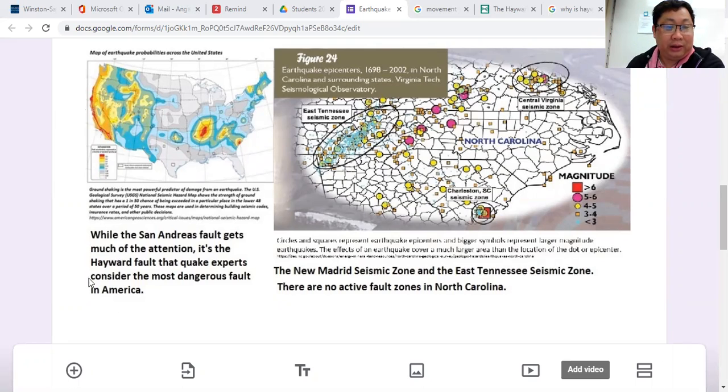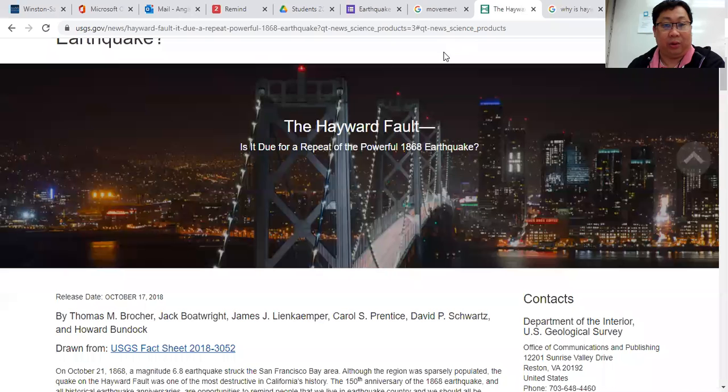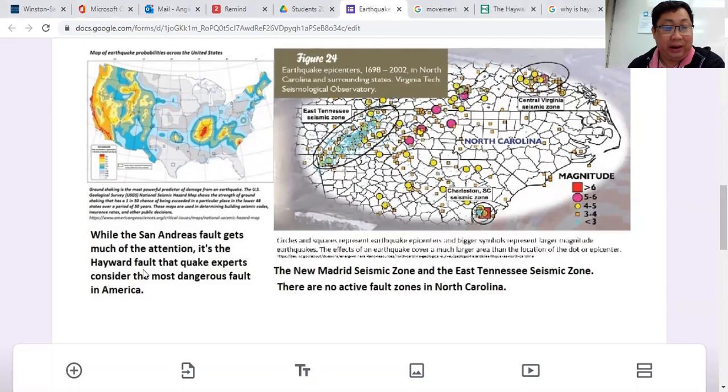In this region, the Hayward Fault is what experts consider the most dangerous fault in America. Why the Hayward Fault? Now let's see the Hayward Fault right here. Oh, you see this Bay Area? This is a highly populated area. And you won't believe that this highly populated area is where the Hayward Fault is.